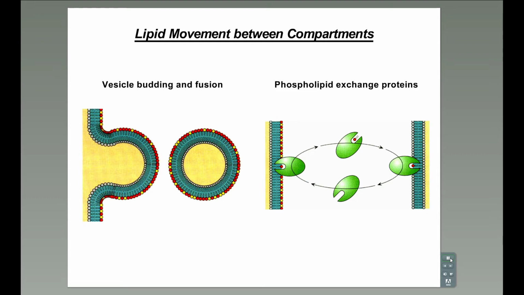On the right shows a more specialized mechanism for delivering phospholipids, where an actual protein will take lipids from one compartment and transfer them to another compartment. And these, again, are to specifically distribute different types of phospholipids to the different compartments of the cell.